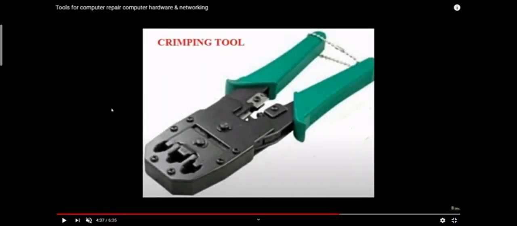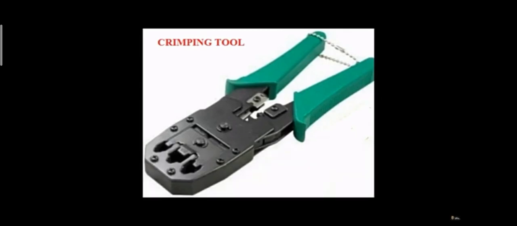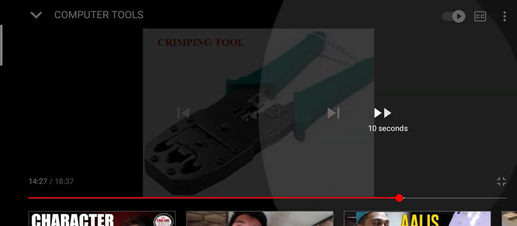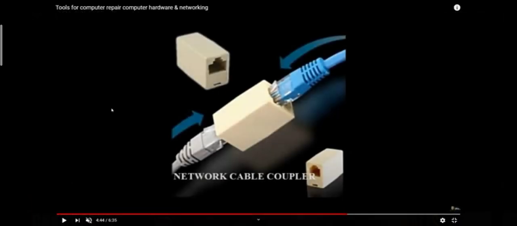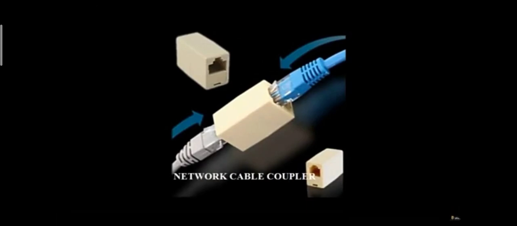Crimping tool is a device used to conjoin two pieces of metal by deforming one or both of them to hold each other. Network cable coupler is an inline coupler that connects to one end of a cable, allowing the same types of cable to be plugged into each other, forming a seamless connection between the two.